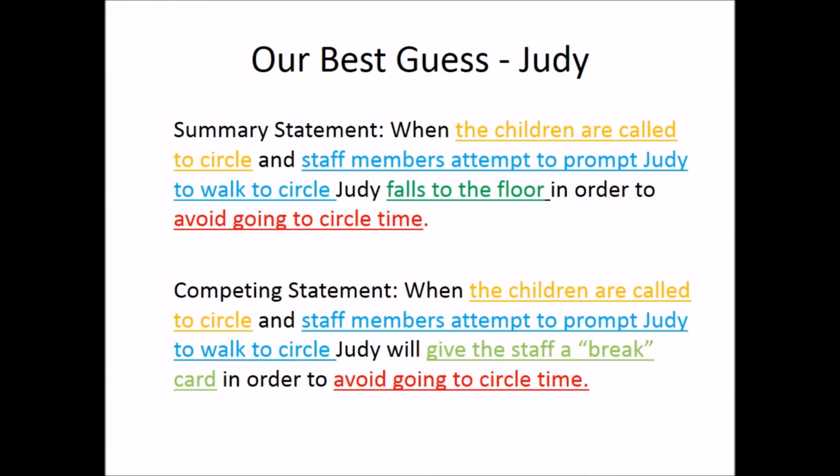Okay, this is our best guess for Judy. Notice that everything remains the same except the challenging behavior and the replacement behavior. The replacement behavior replaces the challenging behavior, but it enables the child to get the same maintaining consequence. We hope that your best guess was similar to ours. Now, go on to the next scenario.